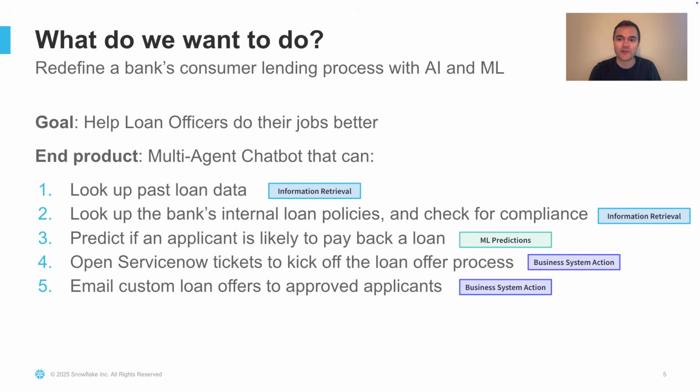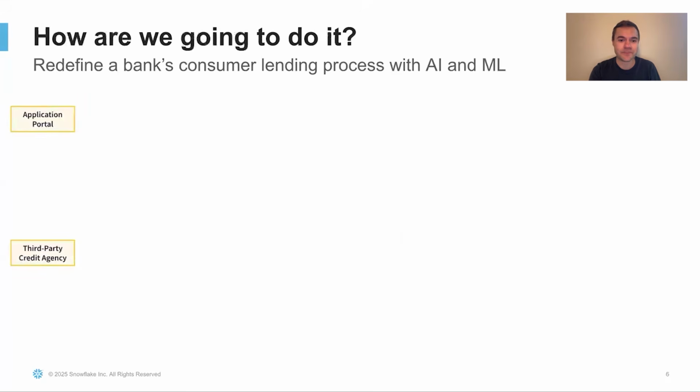We think it's helpful if agents can do a variety of things, including all these different types of things. So how are we going to build this multi-agent chatbot? We have our application portal for individuals to request loans, and maybe we buy some data from a third-party credit agency like an Equifax. So the first step is we're going to bring this data into Snowflake, make some Snowflake tables.